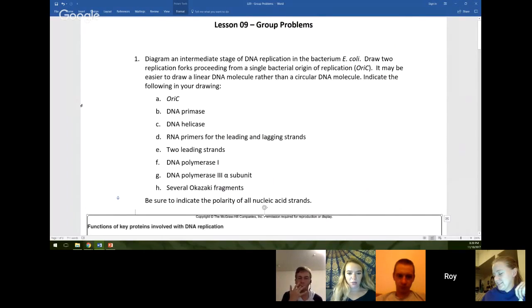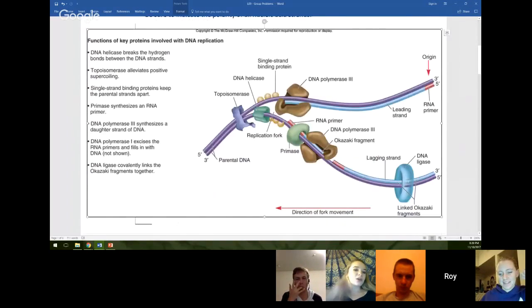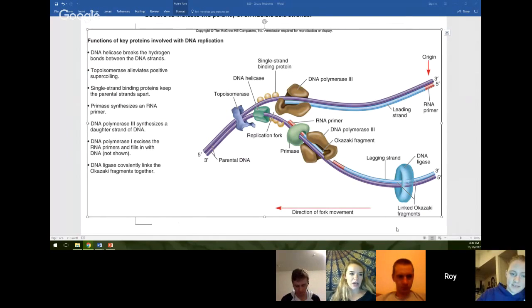And so we have the diagram right here, and we have our topoisomerase or isomerase sort of down by the bottom. It's written on there, and then we have our DNA helicase, and it breaks the hydrogen bonds between the DNA strands. And then we have the single-stranded binding proteins, which are those little yellow balls, and it keeps the parental strands apart. And then we have the primase synthesizing an RNA primer, and that's the little red thing right here. And then we have the DNA polymerase 3 that synthesizes the daughter strand of DNA.